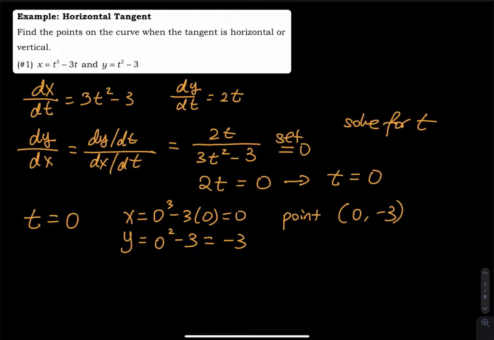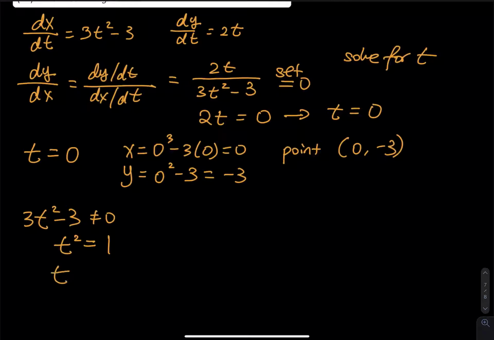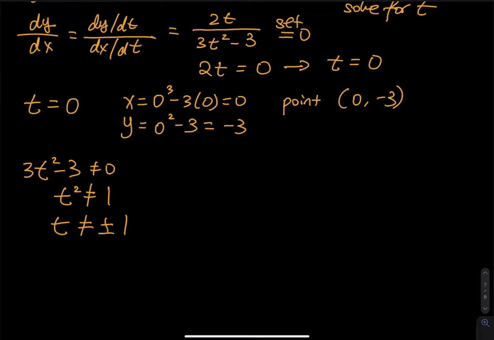And then other than that, we also have to specify that 3t squared minus 3 can never be equal to 0. So add 3 on both sides and then divide by 3 on both sides. We have t squared cannot equal 3 divided by 3, which is 1. So t cannot be equal to plus or minus 1.